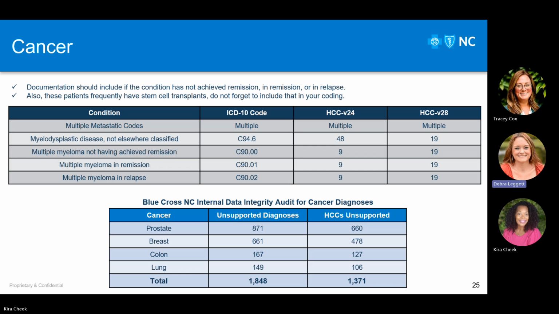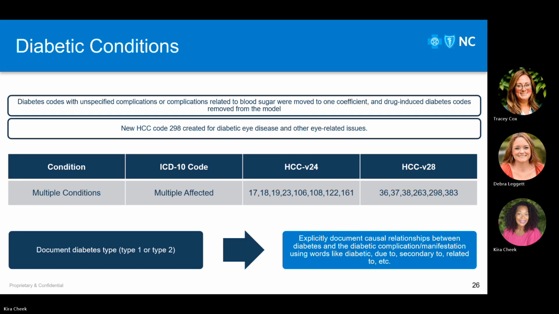Cancer coding is challenging for everyone. Blue Cross NC performs internal data integrity audits on frequently miscoded conditions as outlined by the OIG and CMS. The second table on this slide is a snapshot of a recent data integrity audit for cancer coding. As you can see, prostate cancer and breast cancer are at the top of the list for frequently being miscoded. Both conditions are usually reflected as current conditions instead of historical conditions within documentation. Please query your provider if clarification is needed when coding these conditions.